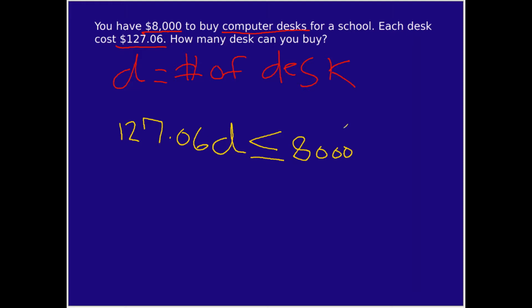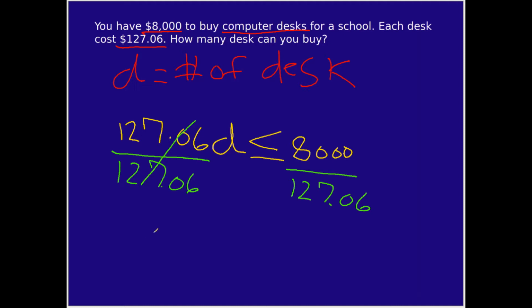Now, since you're probably already familiar with how to solve a basic equation, this is already very clean. All we simply have to do is divide both sides by 127.06. That's all we got to do. And by doing that, we're able to isolate the variable by itself. And so now this cancels out right here, and we're left with D on this side.